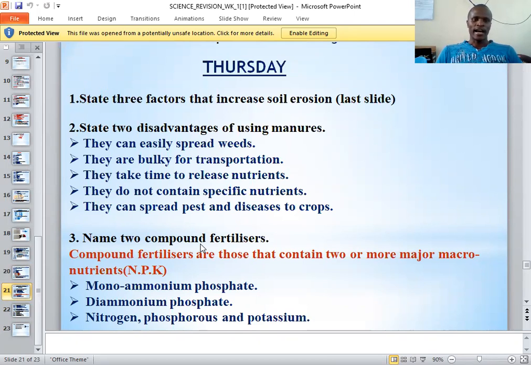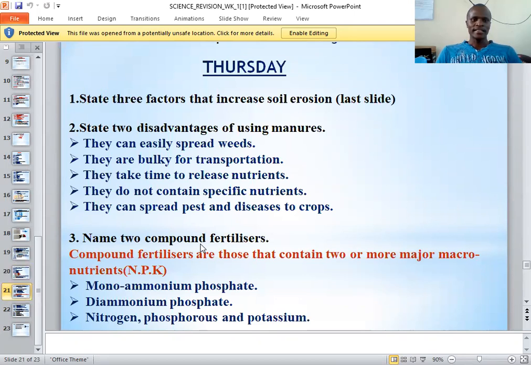Okay, they take time to release nutrients. If you look at the fertilizer that we are going to use, maybe if you're using a fertilizer, the one that you buy from the shop, once you apply them in the farm, they release the nutrients to the soil immediately. But for this organic manure, they take time for them to release nutrients, and that is a disadvantage.